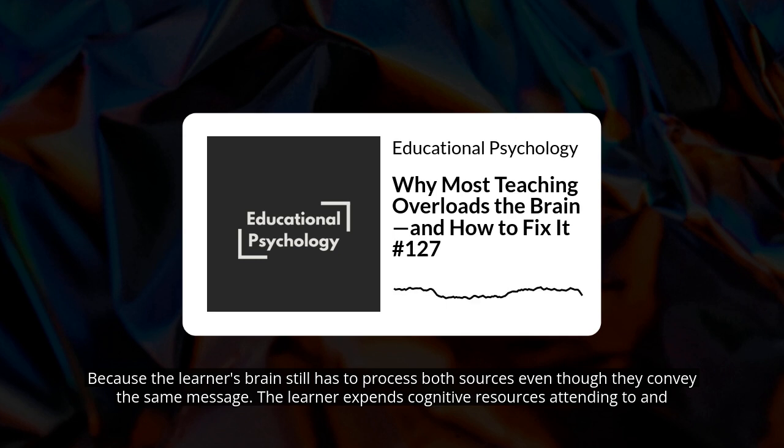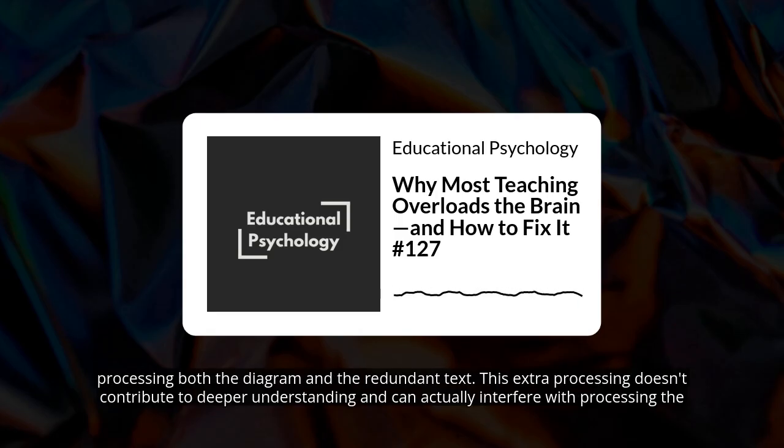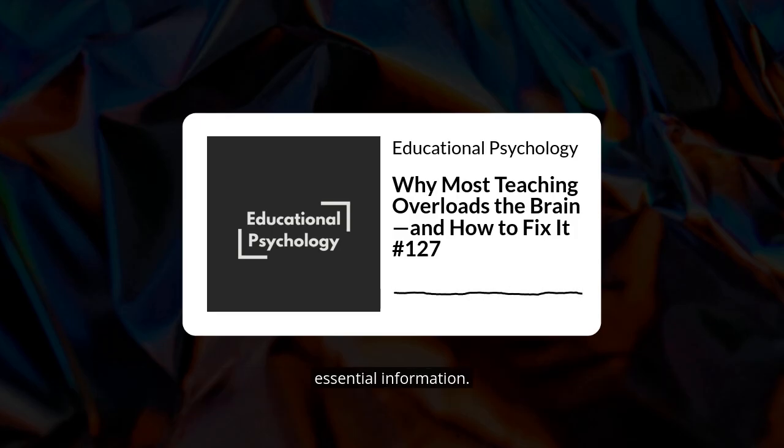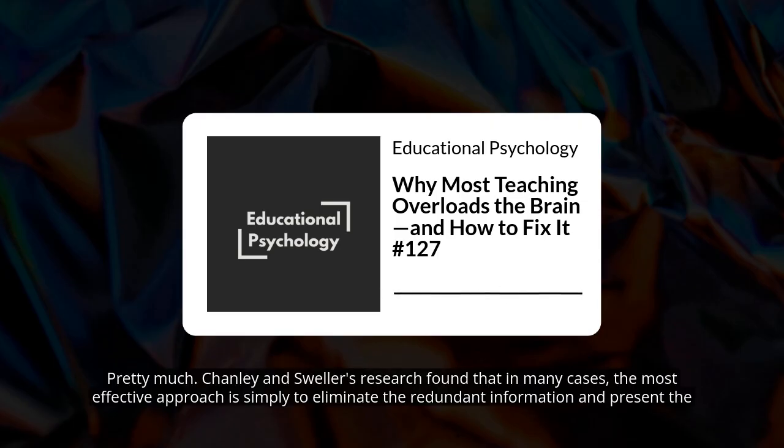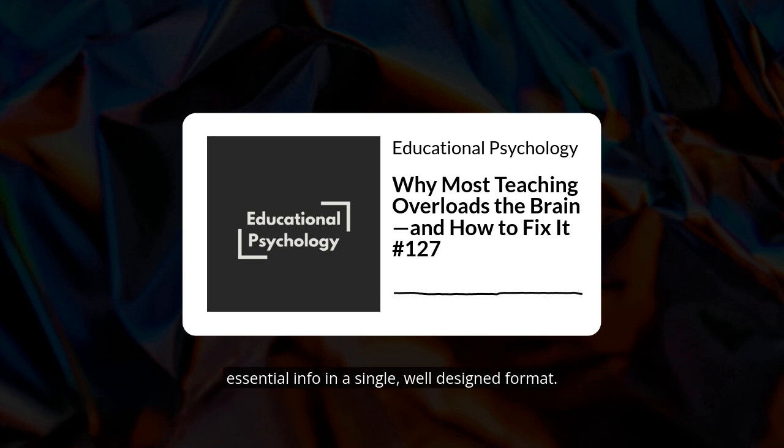Why? Because the learner's brain still has to process both sources. Even though they convey the same message, the learner expends cognitive resources attending to and processing both the diagram and the redundant text. This extra processing doesn't contribute to deeper understanding and can actually interfere with processing the essential information. So it's just more clutter for the working memory. Pretty much. Chandler and Sweller's research found that in many cases, the most effective approach is simply to eliminate the redundant information and present the essential info in a single, well-designed format.